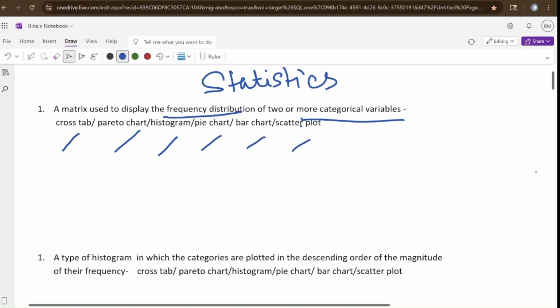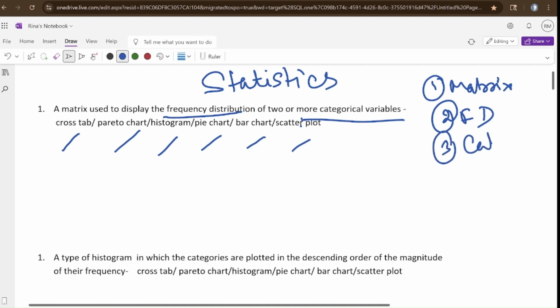Okay, so three things you have to understand. First, this will be a matrix. Second, it will show frequency distribution. Third, for categorical variables. So tell me, what is a scatter plot? Scatter plot looks like this, right? It is used to represent numerical values. So this is not the answer.